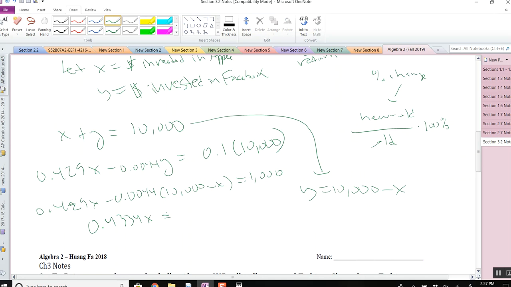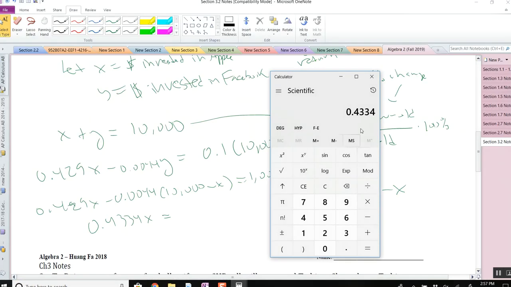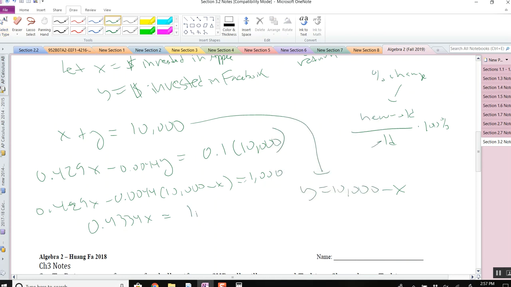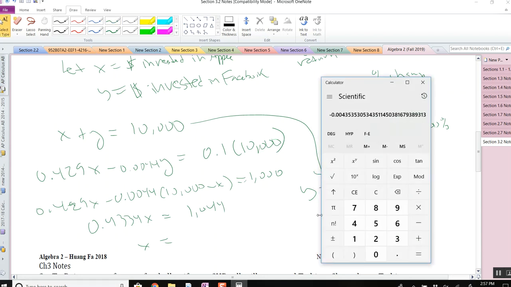0.4334x equals, and then if I move it over to the other side, 0.0044 times 10,000, 44. So obviously I'm adding 44 for this. That's just 1,044. So that tells me how much money I've invested in Apple. I wish I invested more, because it would have been a really, really nice return, you know. So 2408. We'll say, yeah, 2408.86.